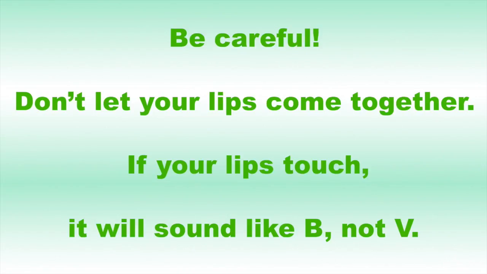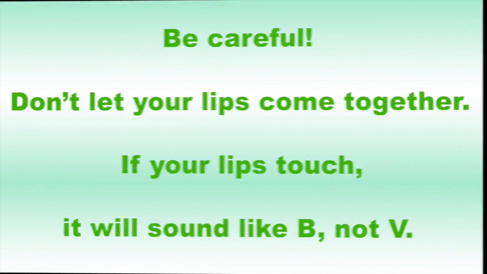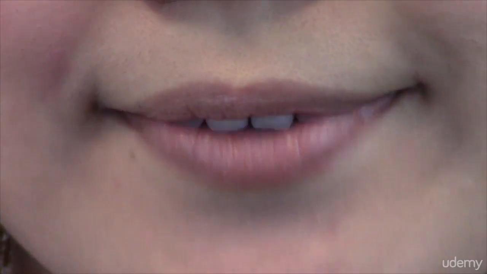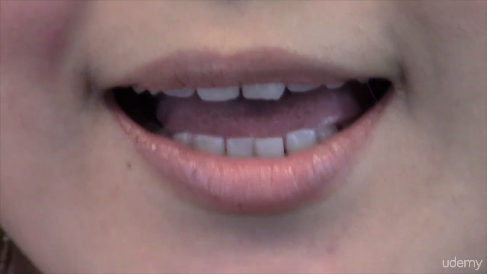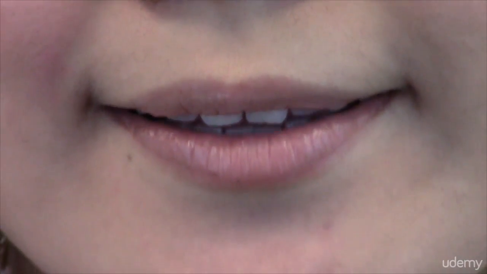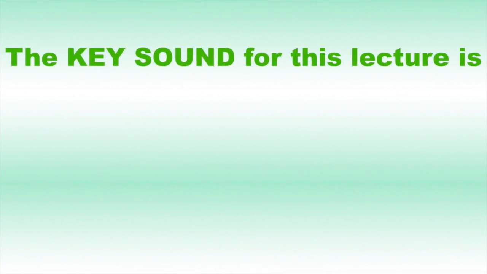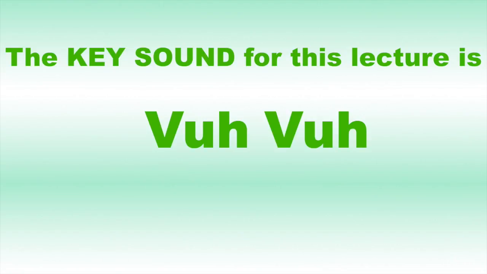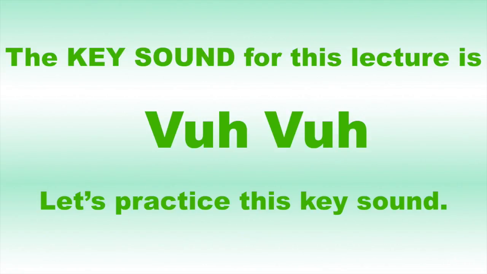Now, Jenny is going to show us how to make this sound. Va, va, va. Va, va, va. Va, va, va. The key sound for this lecture is V. V. Let's practice this key sound.